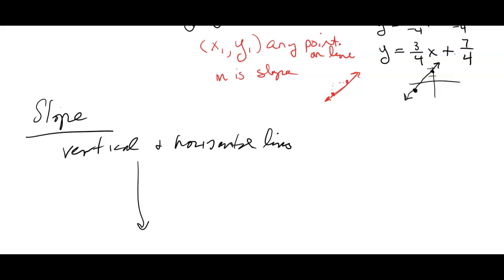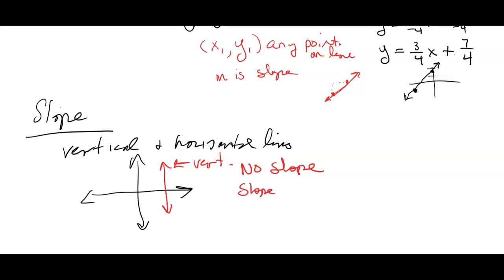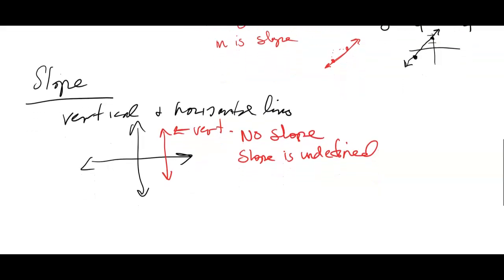Okay? This is going to be important. Commit this to memory. Know this. Every single vertical line has what we call no slope, or we say slope is undefined. I look at it this way: you can't walk up and down a wall. That looks like a wall. There's no slope to it whatsoever.